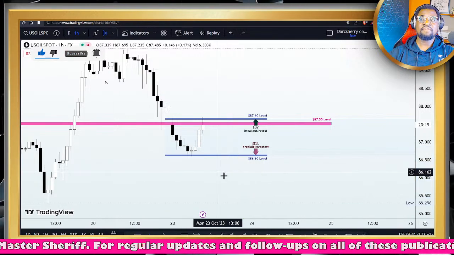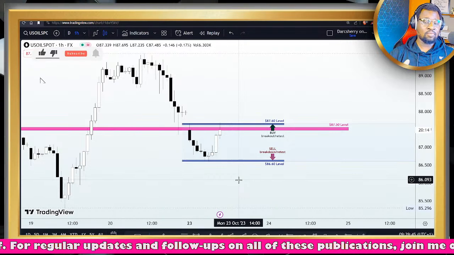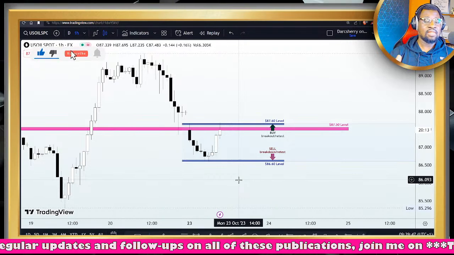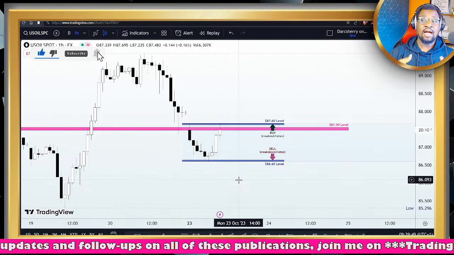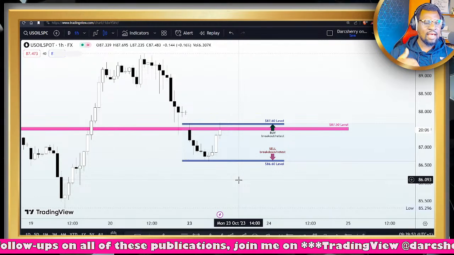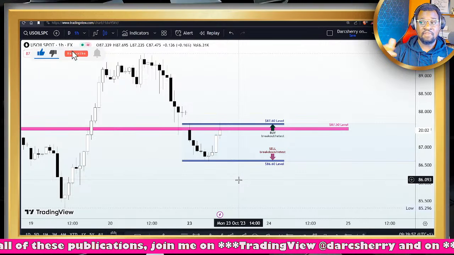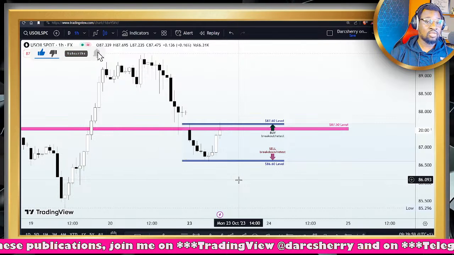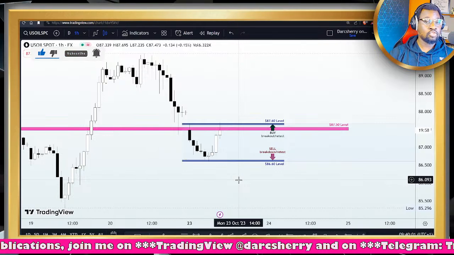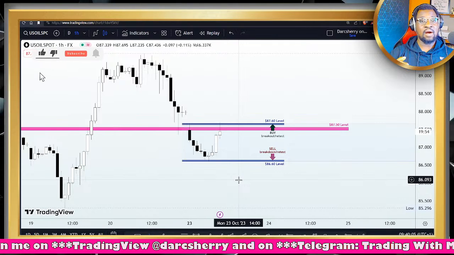Now, considering the fact that we are in a strong bullish momentum in the last couple of weeks, I'm of the opinion that having a buy stop order above the $87.60 level makes quite a lot of sense. And one of the reasons why I have said this is simply because above the $87.60 level is also above that key level we identified on the 4 hours time frame.